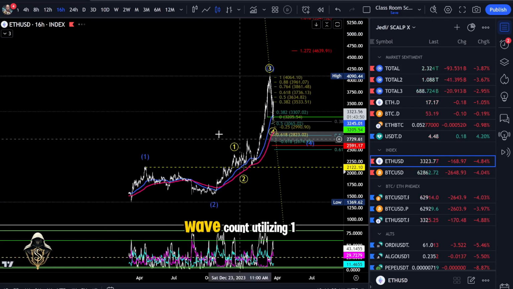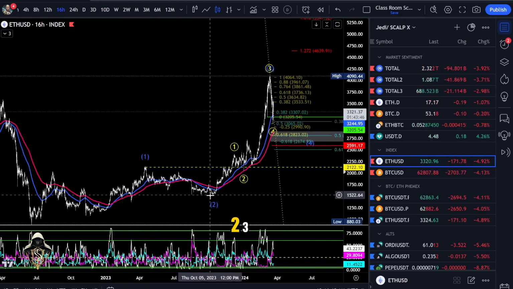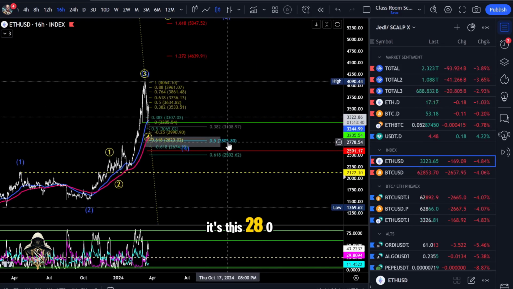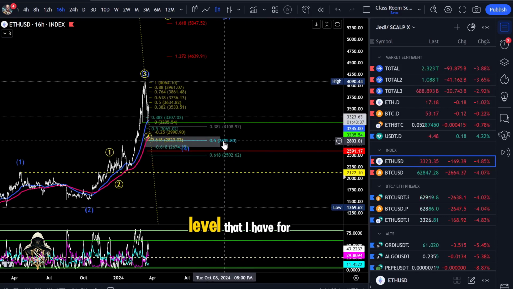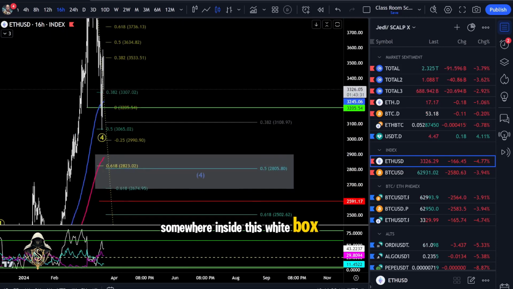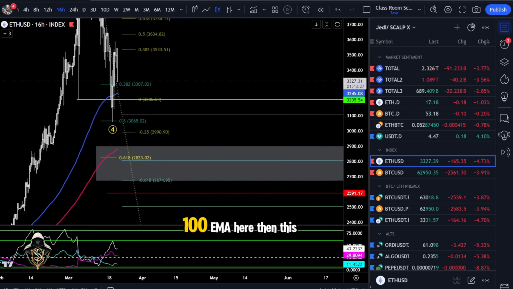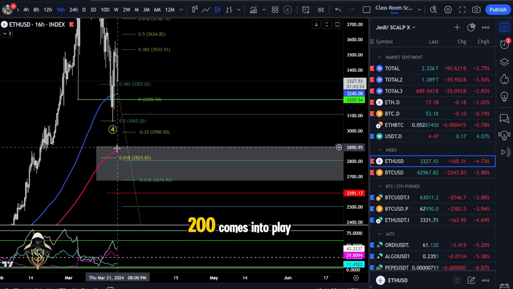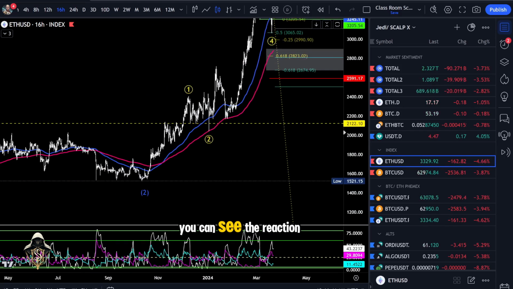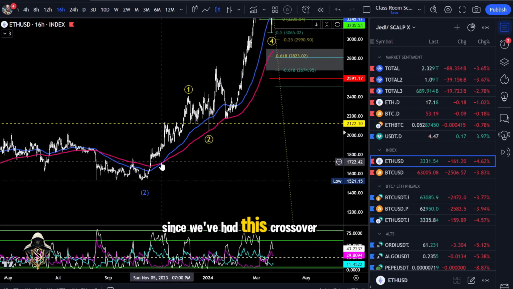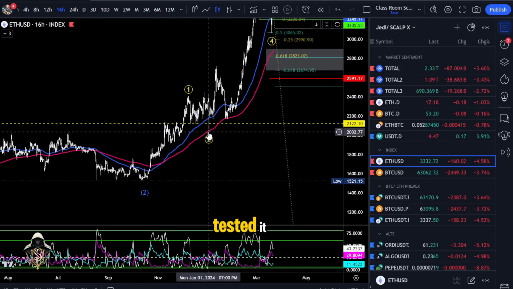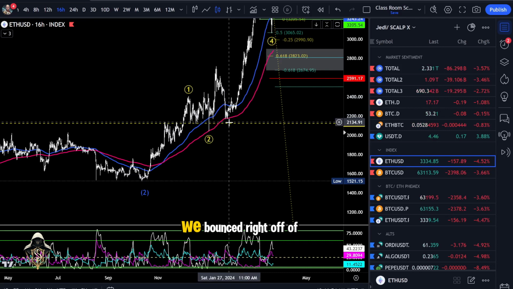But I also have another wave count utilizing 1, 2, 3, and then making this more sharp. And if we scroll over, it's this 2805 as the 0.5 level that I have for that area. So essentially this white box, right? Somewhere inside this white box, if we lose this 100 EMA here, then this 200 comes into play. For the most part, you can see the reaction that we've had ever since we've had this crossover of the 100 over the 200. That's essentially bullish, and we've come and we've tested it. Right? We bounce right off of that.